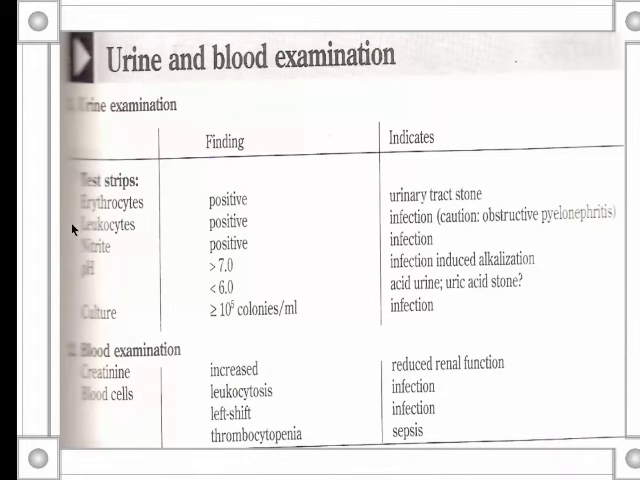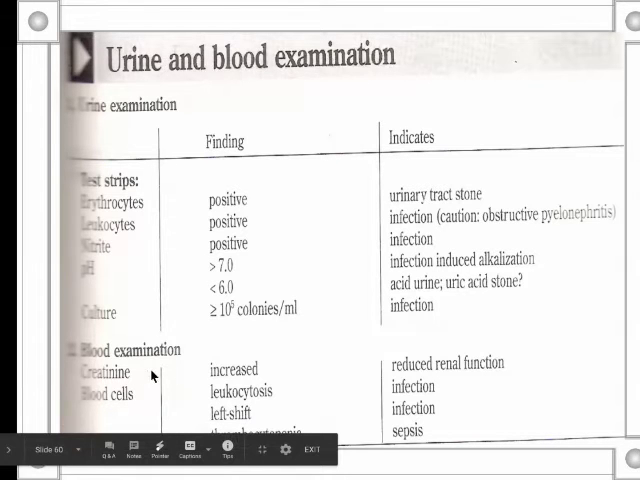So, a simple strip test for the urine. An early morning urine sample should be subjected to examination, and you find out whether erythrocytes, leukocytes, nitrites are present. At the same time, you can subject this to microscopy to find out which type of crystals are there. I will show you that later.